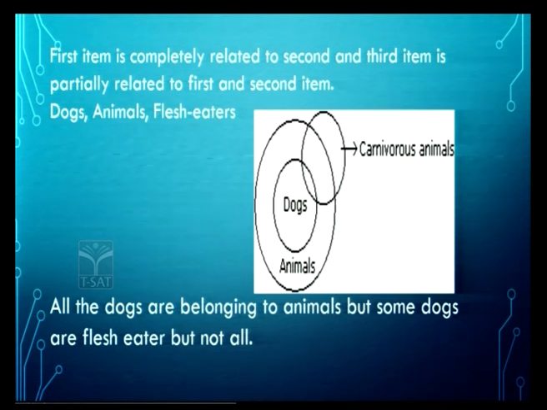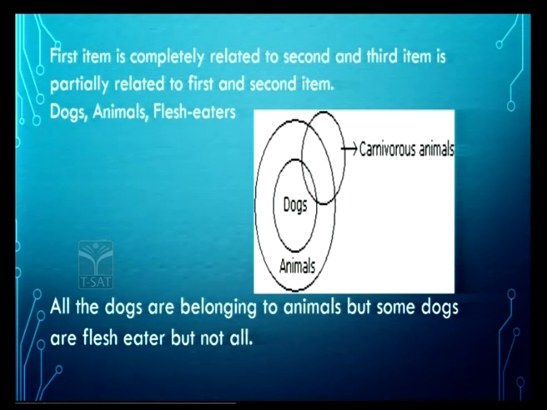The first item is completely related to the second, and the third item is partially related to the first and second. It is not completely related, only partially. So, let us take an example. Dogs and animals. If you take dogs and animals, all the dogs belong to the animals, correct? So, dogs lie inside the animals circle, correct? But some dogs are flesh eaters, but not all. All dogs need not be flesh eaters.